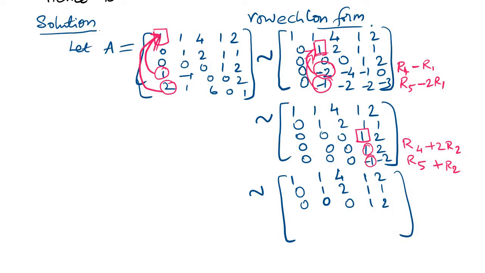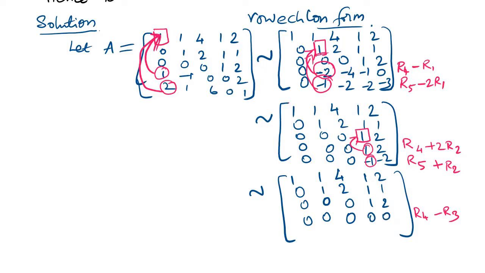Now the operation is R4 minus R3. Here the pivot element lies in the third row, so we have to use the third row only. Just subtract this. We'll get 0, 0, 0, 0.